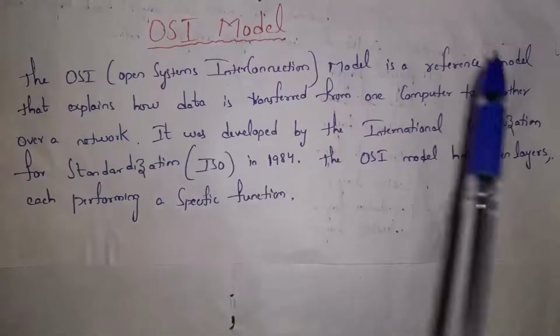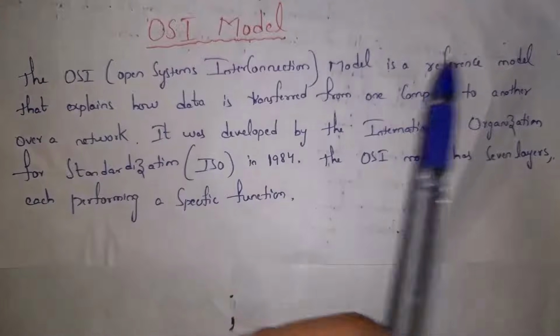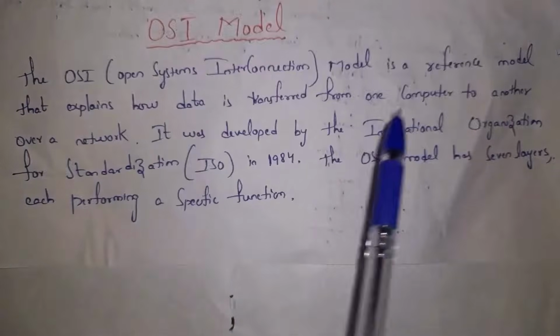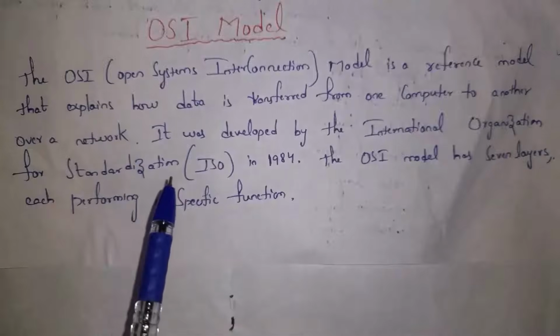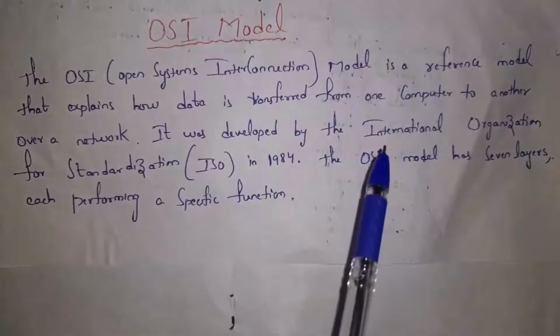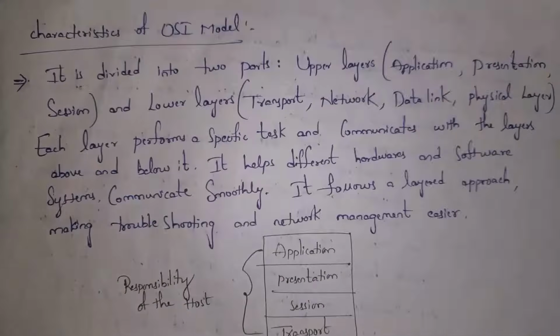The OSI model is a reference model that explains how data is transferred from one computer to another computer over a network. It was developed by the International Organization for Standardization, shortly ISO, in the year 1984. The OSI model has 7 layers. Each layer will perform a specific function. Next I will explain the characteristics of the OSI model.